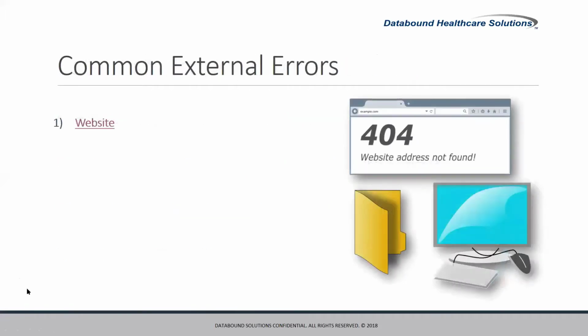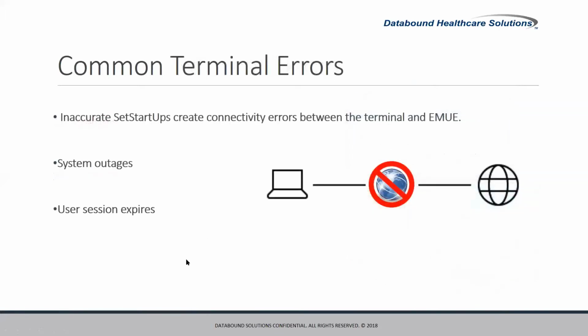Okay, so those are common external errors for websites. Next one is going to be common external errors for terminal. Common terminal errors are based on a large portion of your set startups. If you have inaccurate set startups, that can create connectivity errors between the terminal and EMUE. So it's really important to establish those set startups in the very beginning. System outages can also be a case for terminal errors, and a user session can expire too.